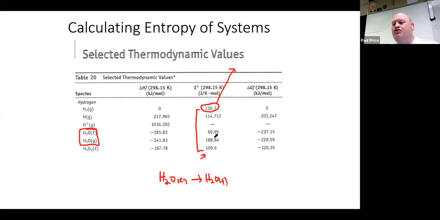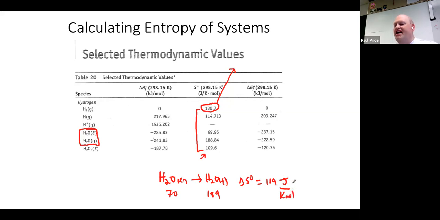And if we look at the entropy values, we can see that the entropy value of H2O gas, and I'm just going to round it, it's 188.84. Let's just make it easy and call it 189. And this one's 69.95. Let's just call that 70. So therefore, if I look at it, we see that the delta S, the change in entropy, is 119. And the units of that kind of make sense. The units of that are energy, joules per Kelvin mole.